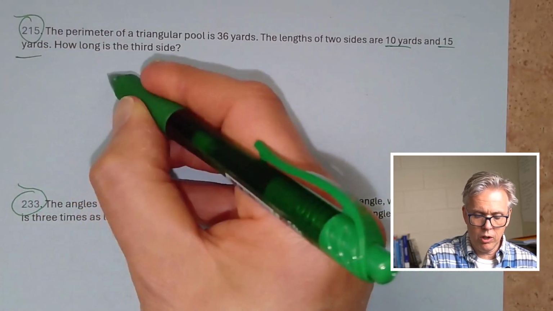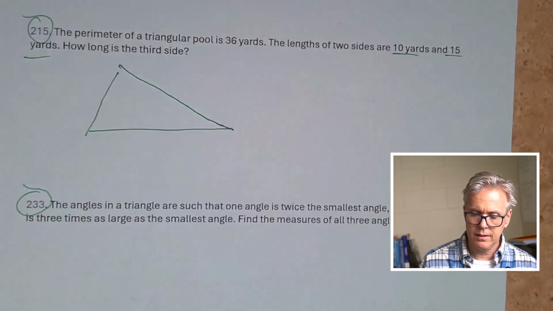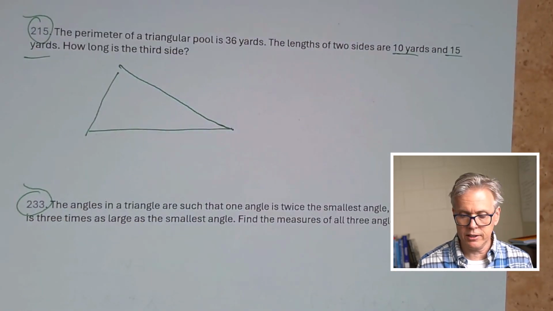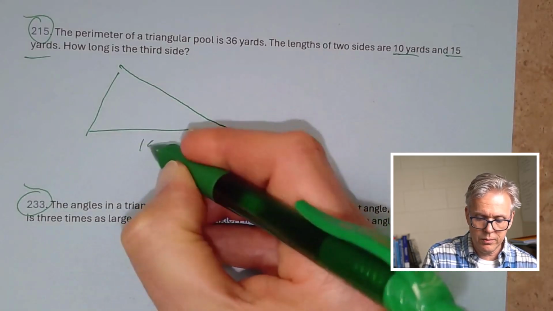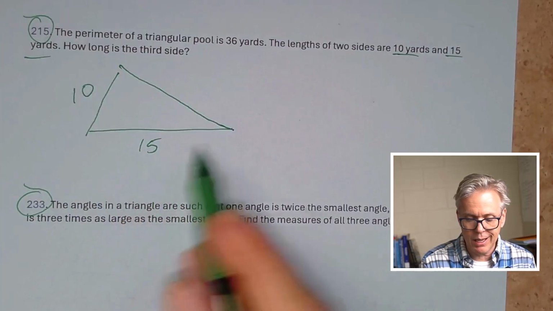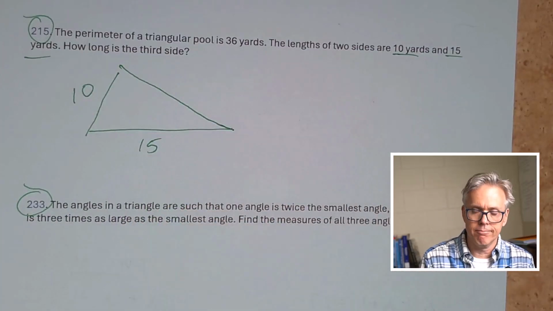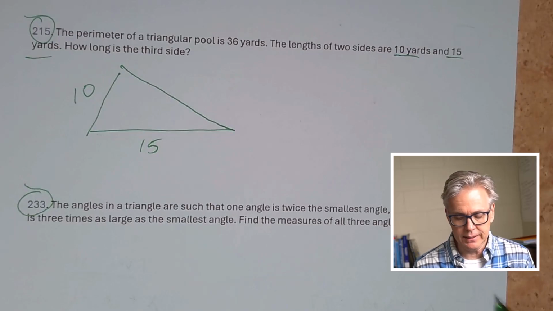So I almost always will draw a picture on these. It does not have to be to scale at all. Just draw something so you can have some labels on it. So there's my triangle. The lengths are 10 and 15. So we'll just call this one 15, this one 10. It's sometimes helpful if you've got one side bigger than the other that actually you've written it bigger. Doesn't have to be. It'll just make the answer make a little more sense in the end.